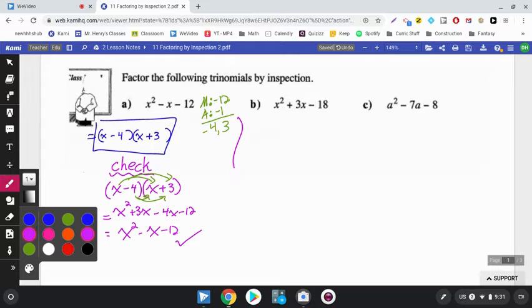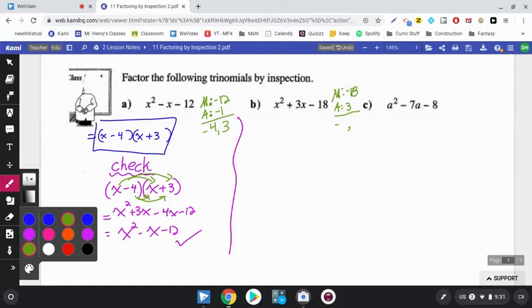Okay, so for B, multiply to negative 18, add to 3. I'm looking to factor x squared plus 3x minus 18: multiply to the constant, add to the x term, or add to the middle. I got to figure out what multiplies to 18, and then I somehow have to get it to add to 3. Again, I notice I'm multiplying to a negative, so one of them is going to be negative, one of them isn't.